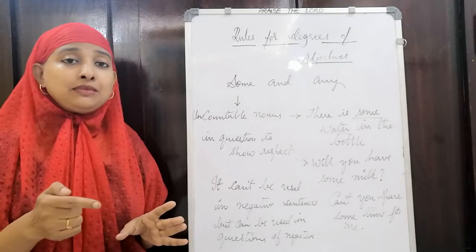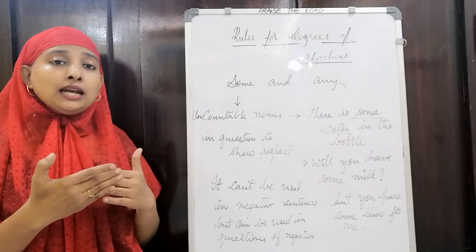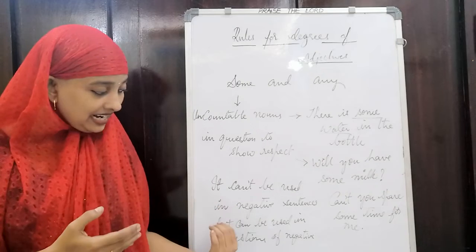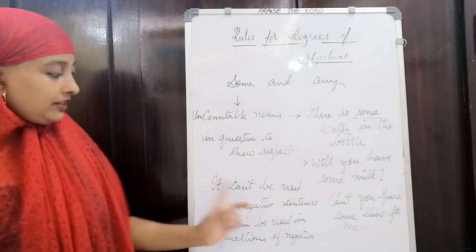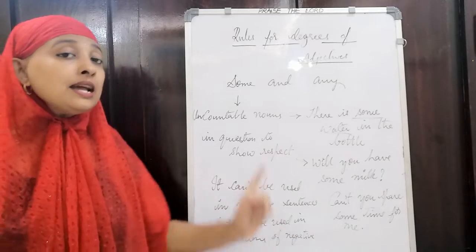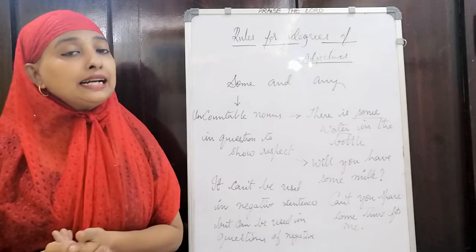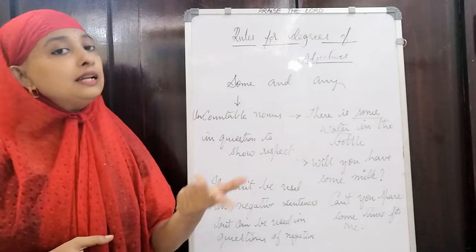Also, some can't be used in negative sentences, wherein don't, can't and all are used. If the sentence is negative, it can't be used, but it can be used in question forms of negative sentences. That means if we are using negative sentences to ask a question, then we can use it.